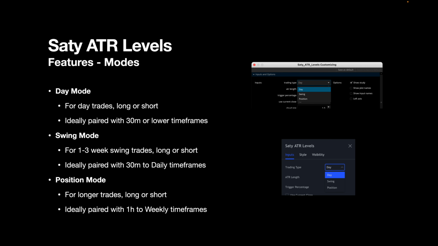And then on position mode, this is for longer trades. So this is really great, again, long or short, for position traders, people who want to buy and hold for a year, or 5 years, or 10 years, whatever you want it to be. You're looking for opportunities to potentially add or cut positions based on longer time frames. This is ideally paired with 1 hour to weekly time frames. I found the best results there. Of course, you can go higher or lower if you want, so the time frame is really up to you. However you use your system, you can use the modes that are appropriate for the types of trades you like to take.